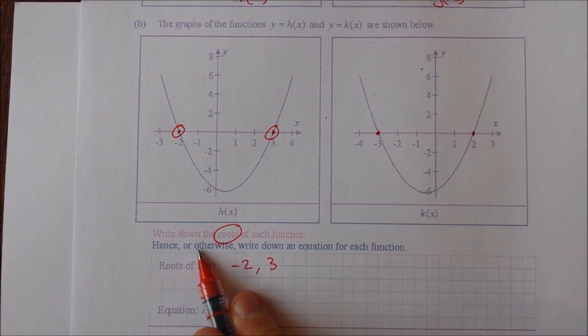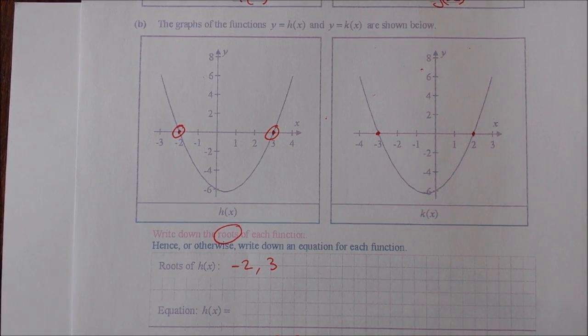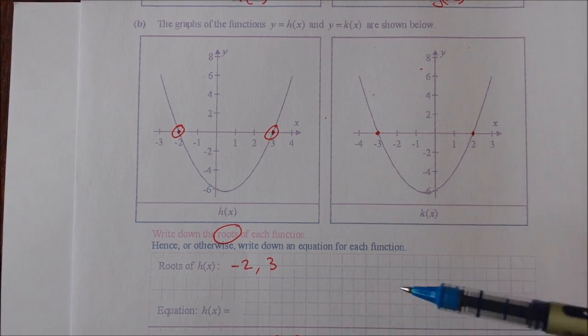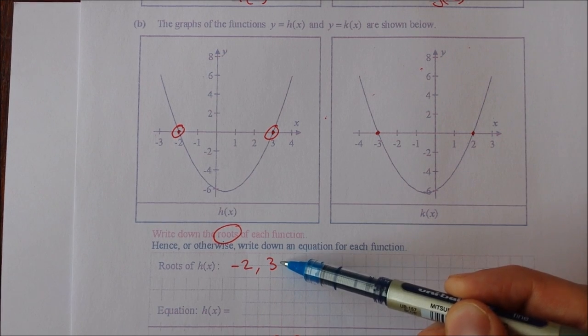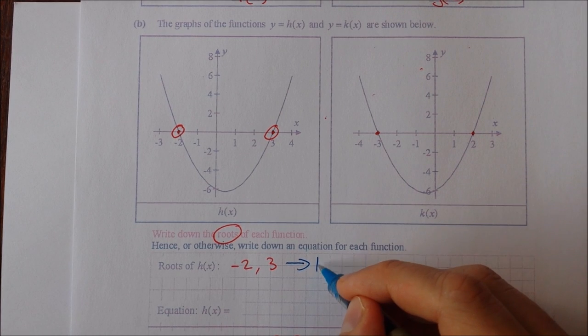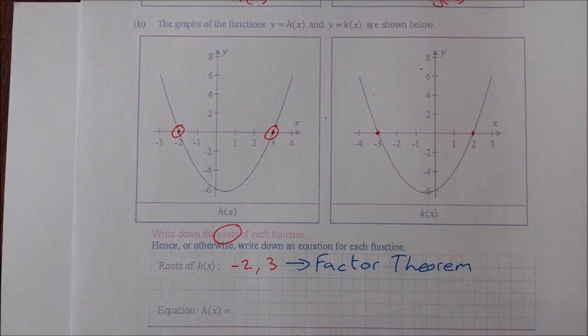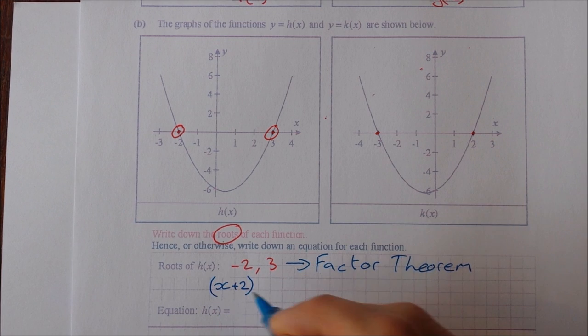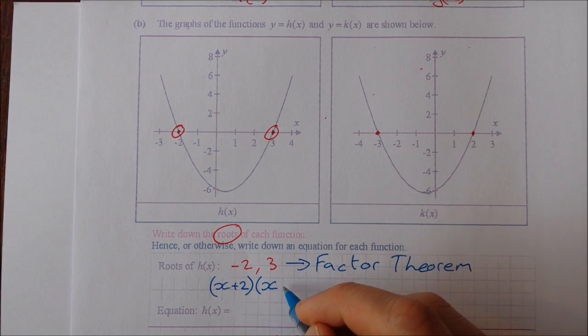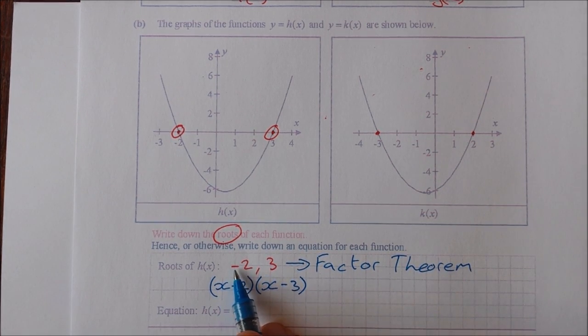Now, for the second part, hence or otherwise, write down an equation for each function. It's going to be a quadratic equation because these are quadratic curves. We have the roots. Usually when we solve a quadratic equation, we factorize it and then find the roots. Right now we have the roots, so we need to find the factors. So we use something called the factor theorem. If you click this link here, that'll bring you to a video on the factor theorem and it'll explain it in more detail. But for now, if you have a root of minus 2, then a factor is going to be x plus 2. If you have a root of 3, a factor is going to be x minus 3. So you put the x in and you put the opposite sign.